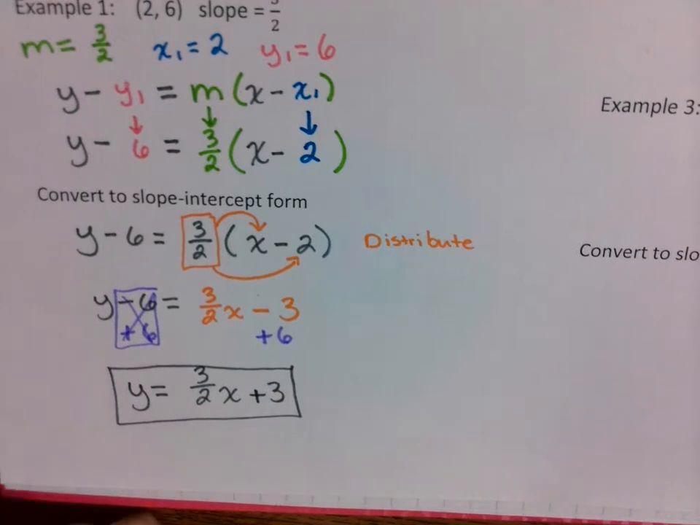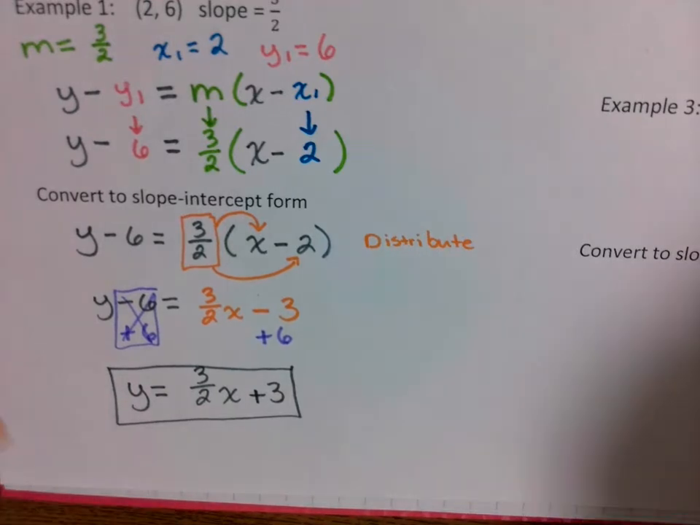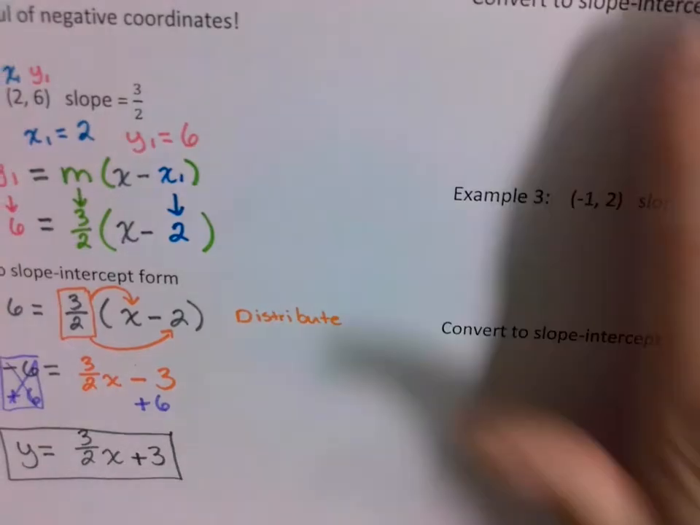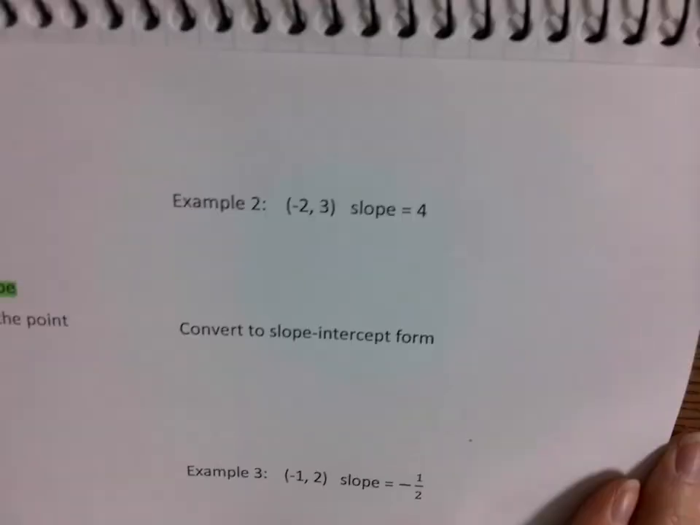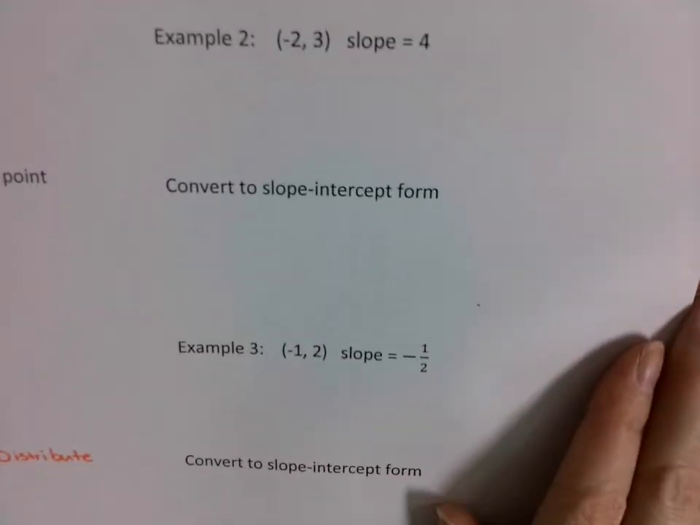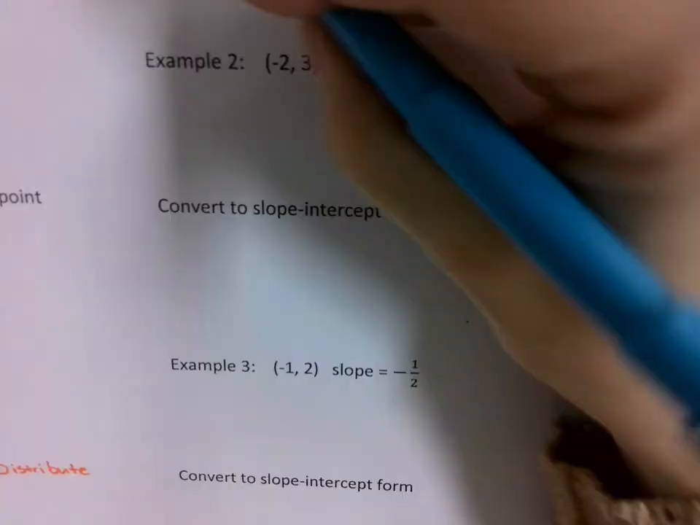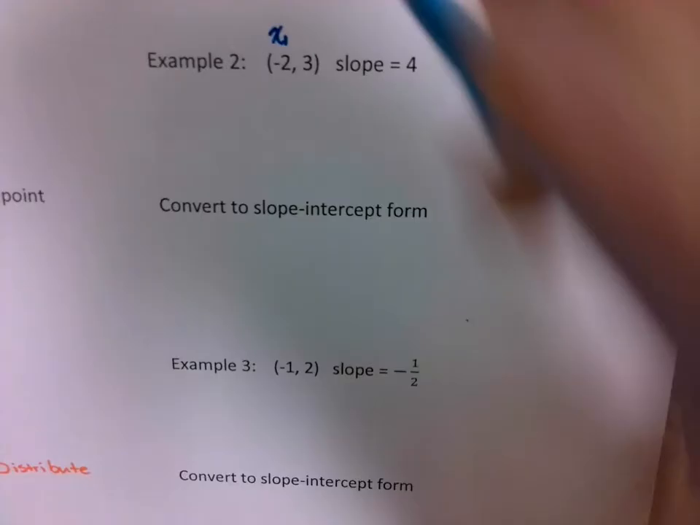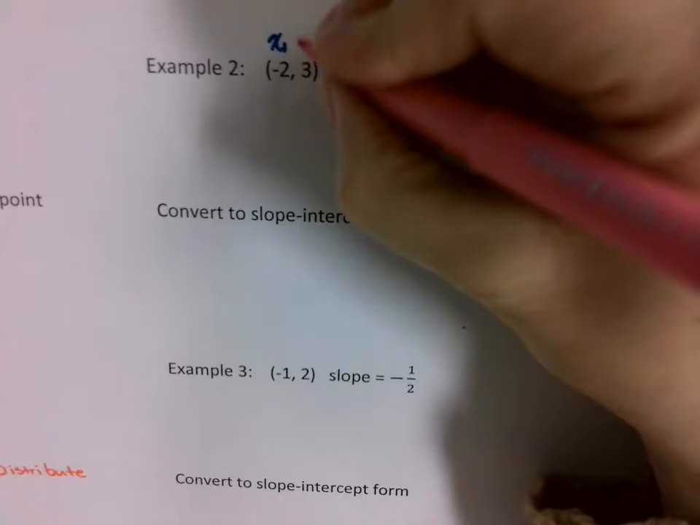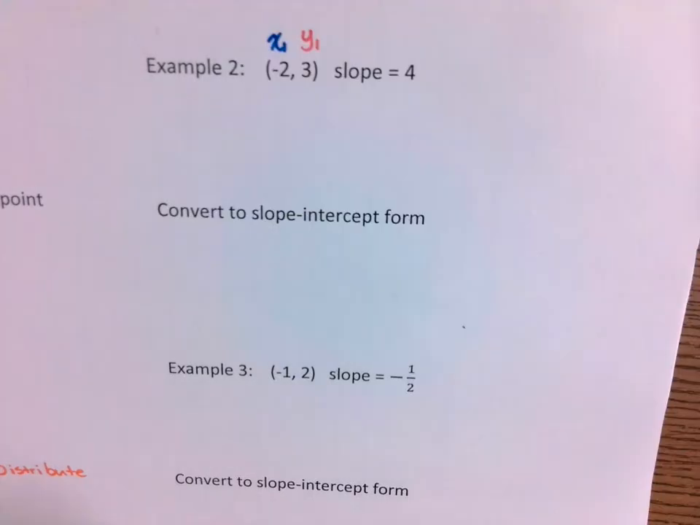Okay? Let's take a look at example 2. I'm going to do example 2 with you, and then you'll do example 3, and I believe you'll just do example 3 on your own. All right, let's take a look at problem number 2. Problem number 2, my x and y coordinates are negative 2, that's my x1, positive 3, that's my y1, and then slope, that's my m.